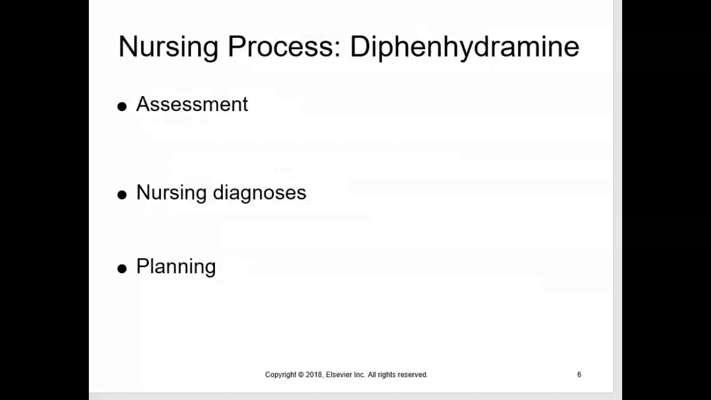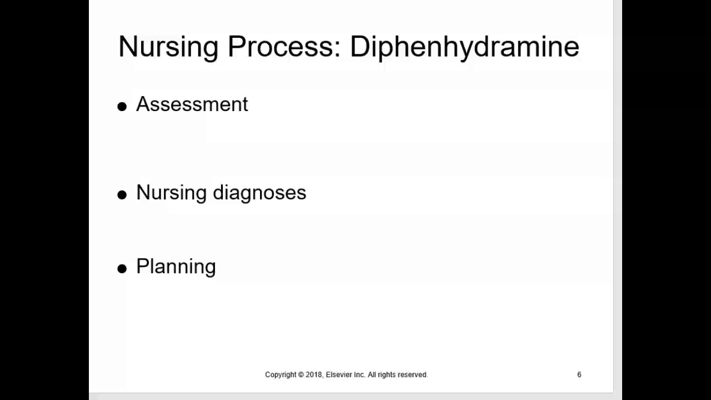So go ahead and pause the video, take a peek at your purple nursing process box for diphenhydramine, and pull out what you think is important, and then resume the video. We'll see if we're on the same page. In terms of assessment, obviously we want to get baseline vitals, get a drug history, find out about any allergies, and find out about any exposure to drugs or food or stress.